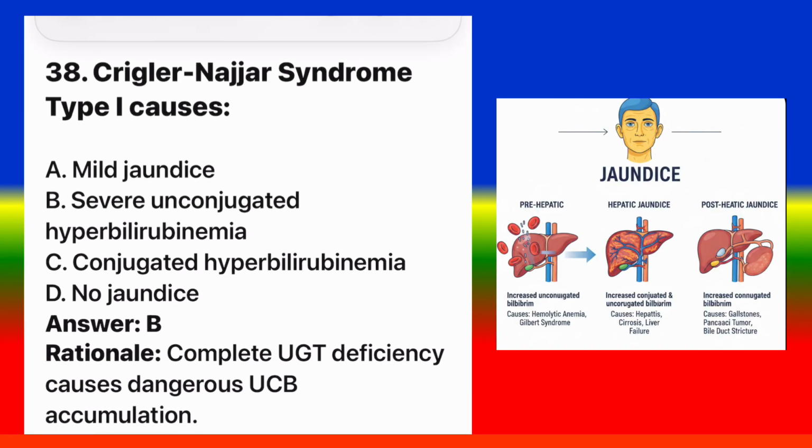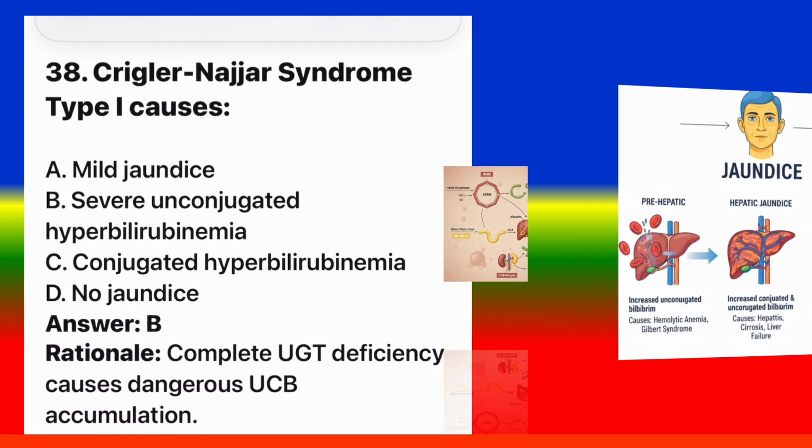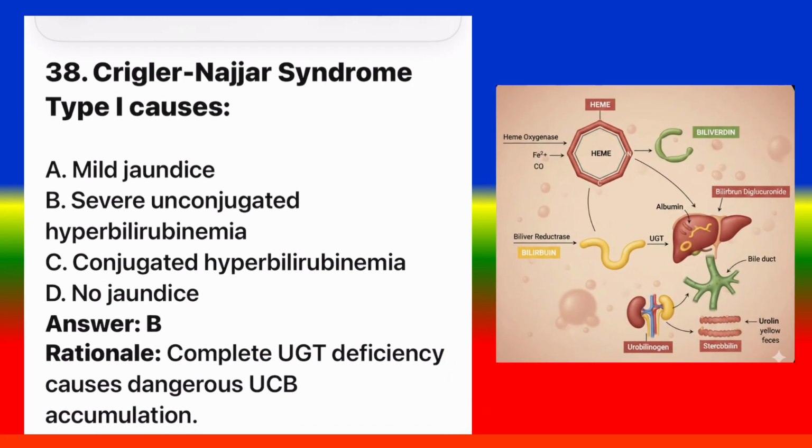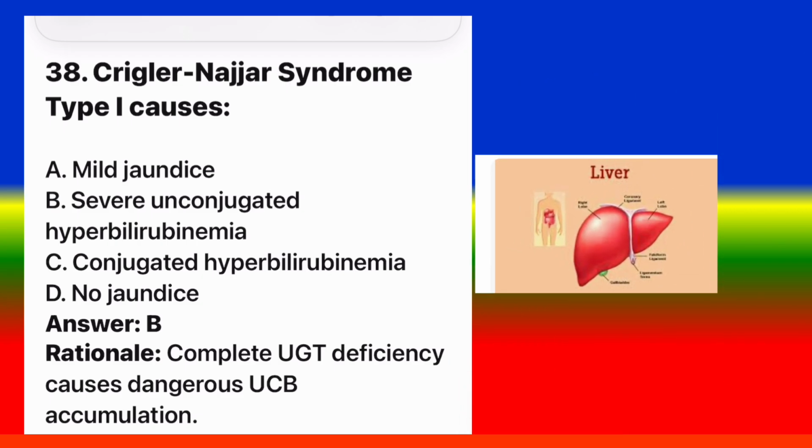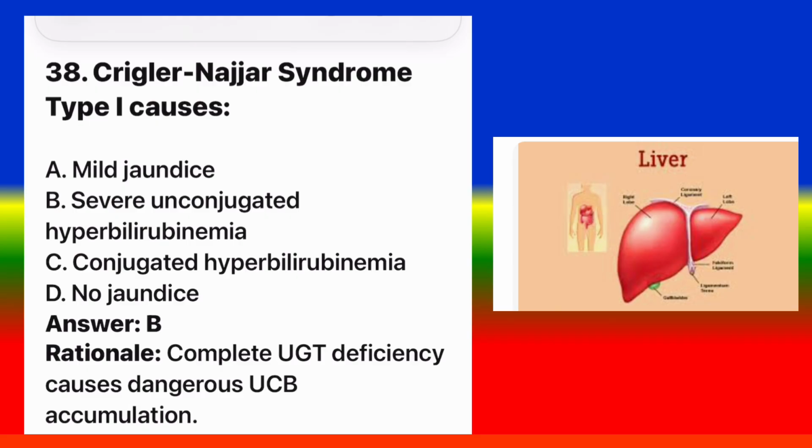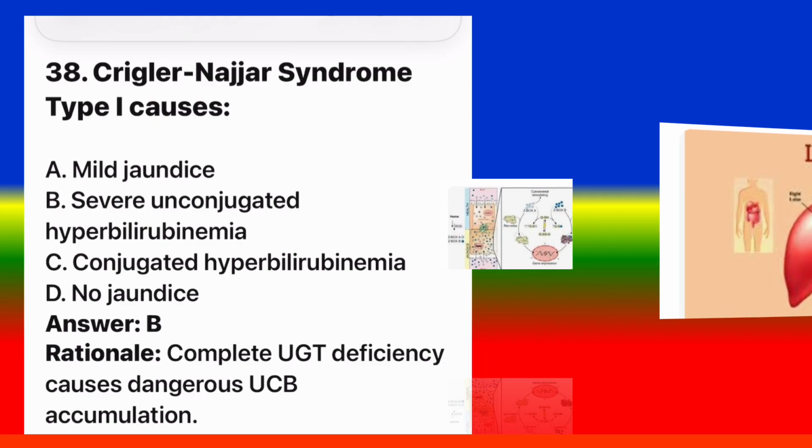38. Crigler-Najjar syndrome type 1 causes A. Mild jaundice, B. Severe unconjugated hyperbilirubinemia, C. Conjugated hyperbilirubinemia, D. No jaundice. Answer B. Rationale: complete UGT deficiency causes dangerous UCB accumulation.